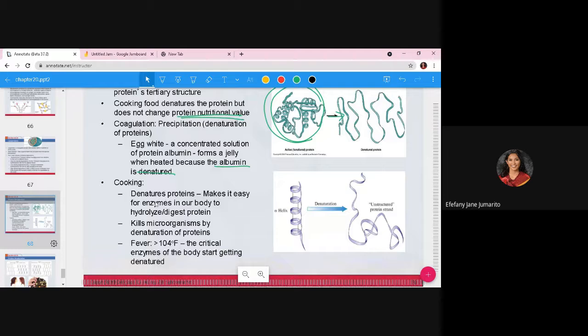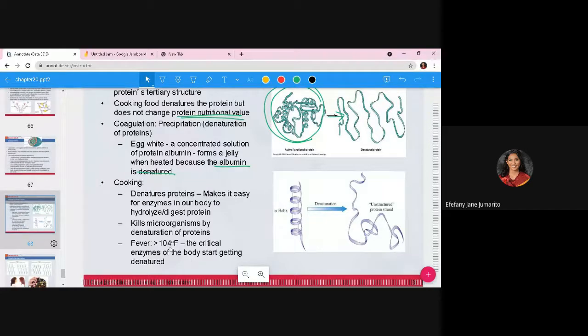Now, we have that one. Cooking denatures proteins, making it easy for enzymes in our body to hydrolyze or digest the protein. So cooking is good when we denature the protein there. We break it down, so there is initial or partial digestion. Then aside from that, it kills microorganisms by the denaturation of proteins.